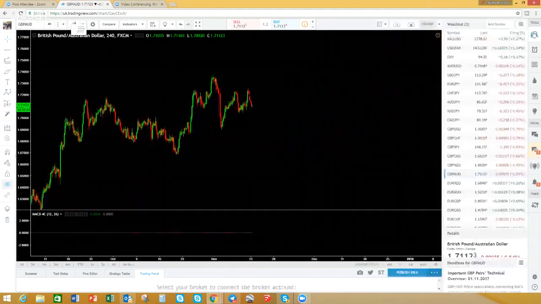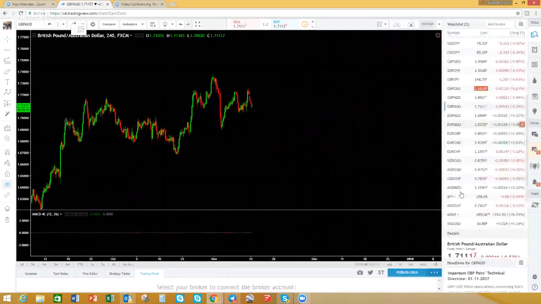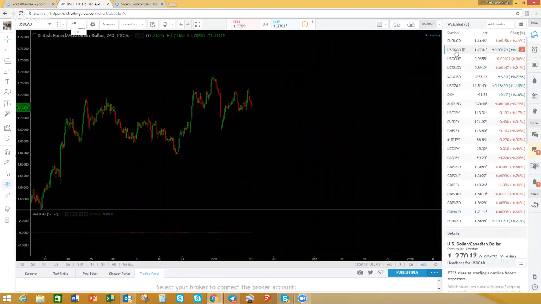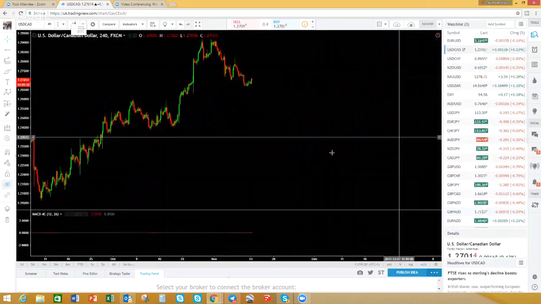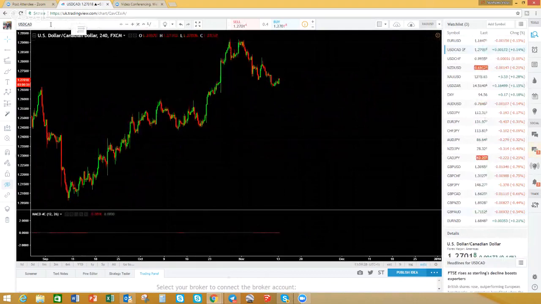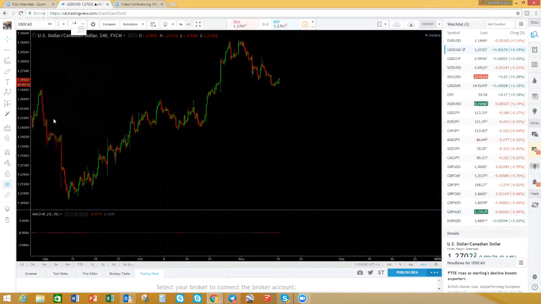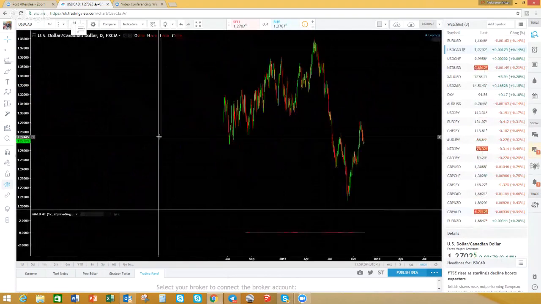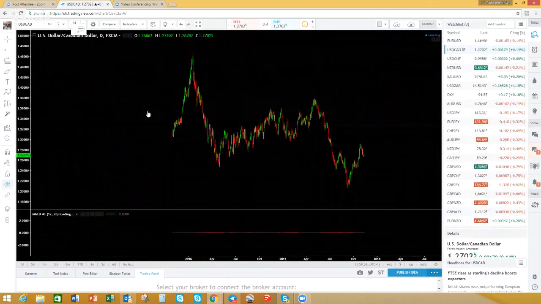I think I'm done with all the pound pairs, the euro pairs. Let's do some of the US dollar pairs that I didn't cover. US dollar CAD. So US dollar CAD, if I'm looking at this one on the daily, this is what we've been looking at.